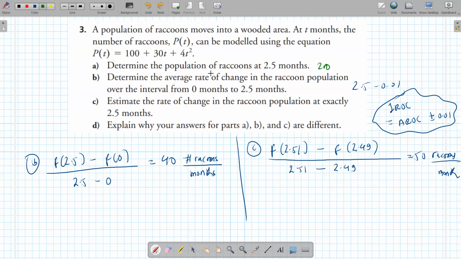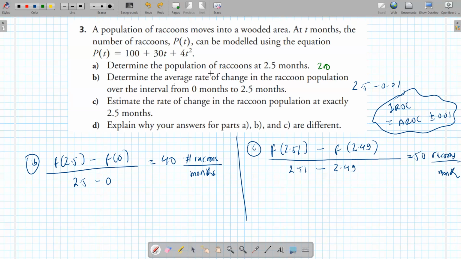Well, it's because part A is asking us for the population, not for the rate of change, right? So it's going to be different. The unit for part A is just raccoons, whereas B is asking us for the rate of change, the average rate of change from 0 to 2.5. It's asking us for the slope of the secant line between 0 and 2.5.